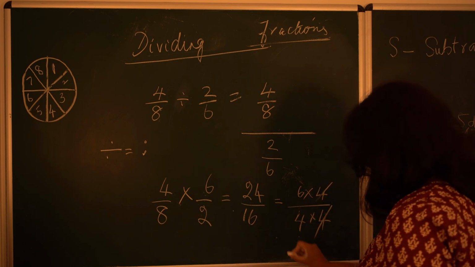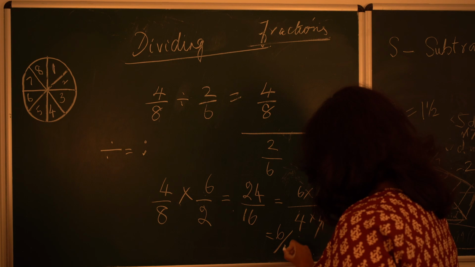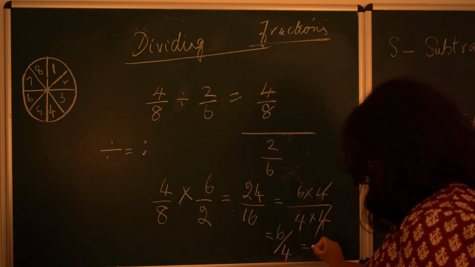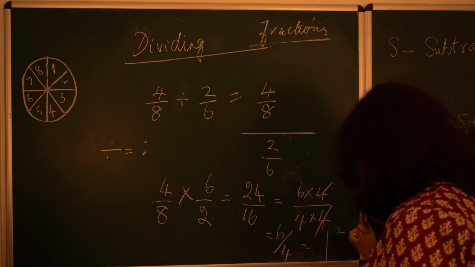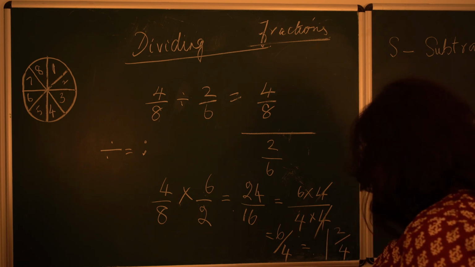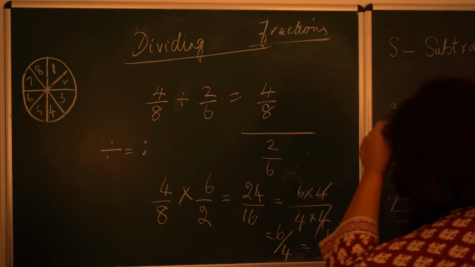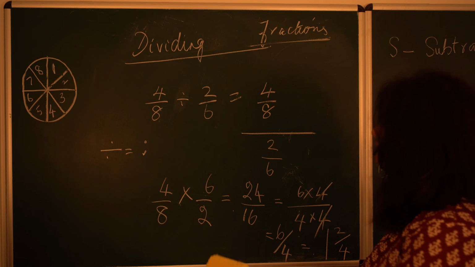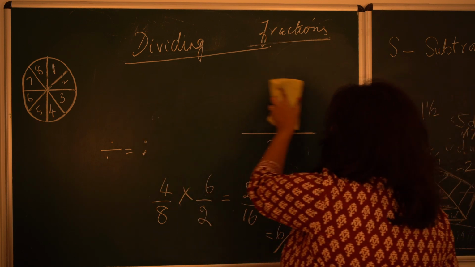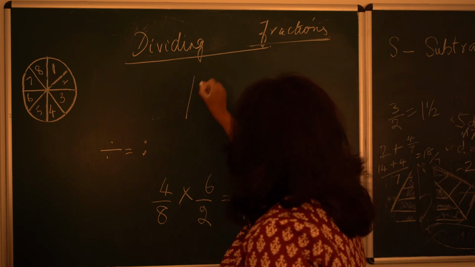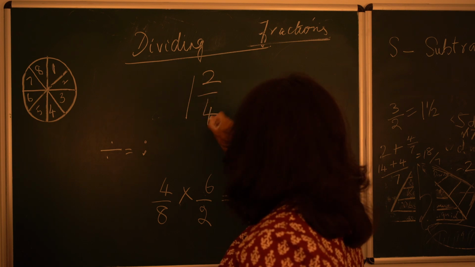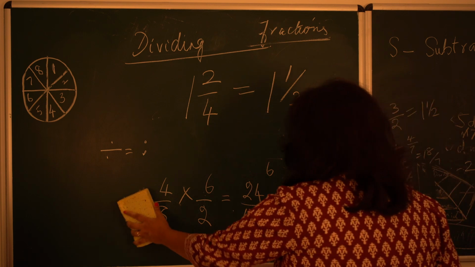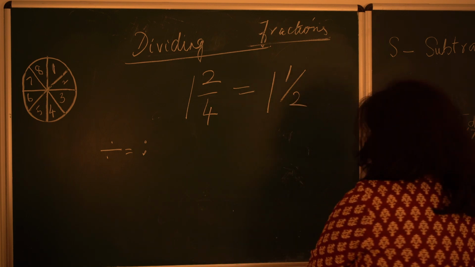So we cancel this out. Our answer is 6 by 4. We can further make it smaller by saying 1, 2 by 4. I hope you wrote this down. 1, 2 by 4 is equal to 1, 1 by 2. So this is the answer for this problem.